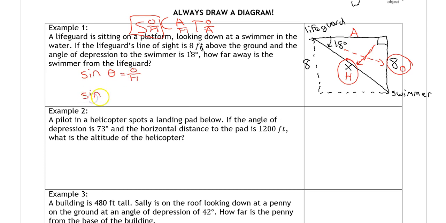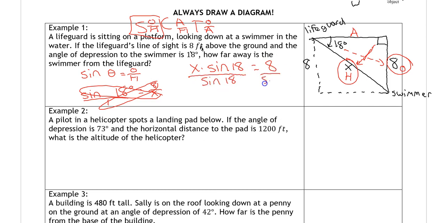So sine of 18 degrees equals 8 over x. Put it over 1, and we will cross multiply. So I have x times sine of 18 equals 8 times 1, which is 8. Since I'm multiplying x by something, I'm going to divide. 8 divided by the sine of 18 is 25, and we'll round it, 26 feet.